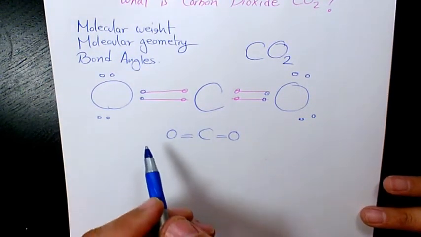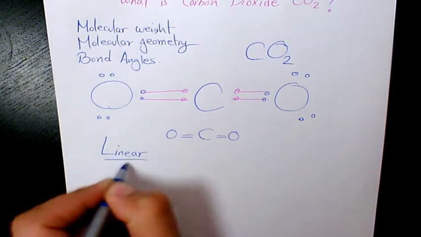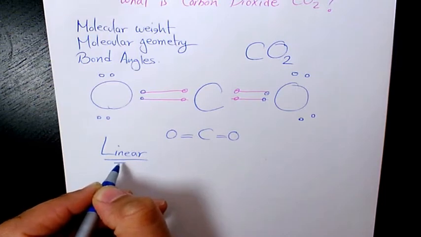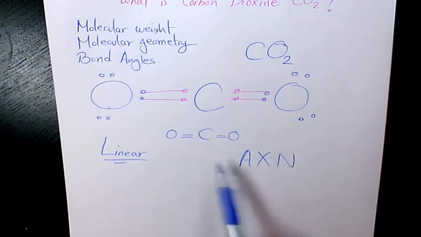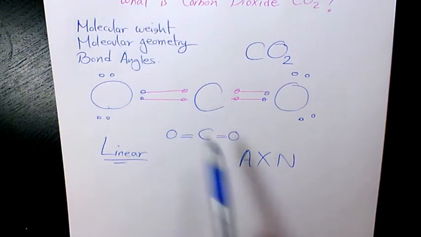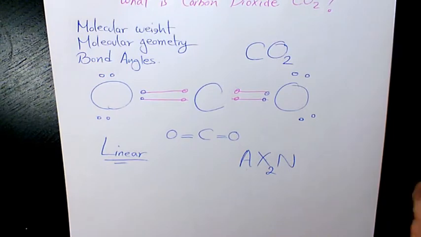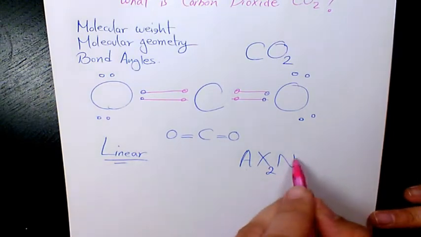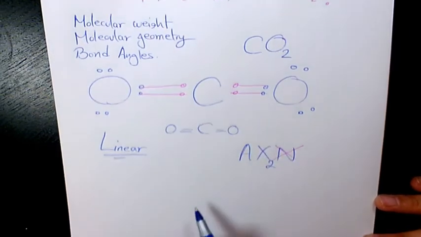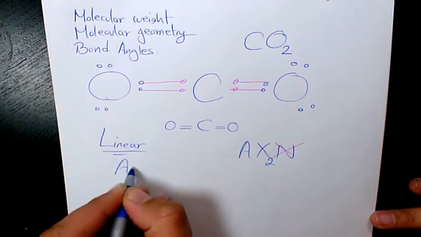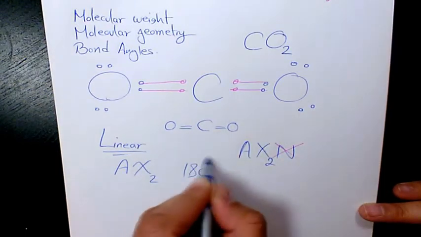If you want to find out the molecular geometry, we can say it is linear, as you see here, and we can also use the AXN notation. So A is the number of carbon atoms here, so 1. The number of oxygen atoms is going to be 2, so AX2, and N is the number of non-bonding pairs of electrons, so it's going to be 0 in this case, because there are no other electrons on carbon. So that's going to be AX2, and that's going to be linear. So the angle here is going to be 180 degrees from this side to this side.